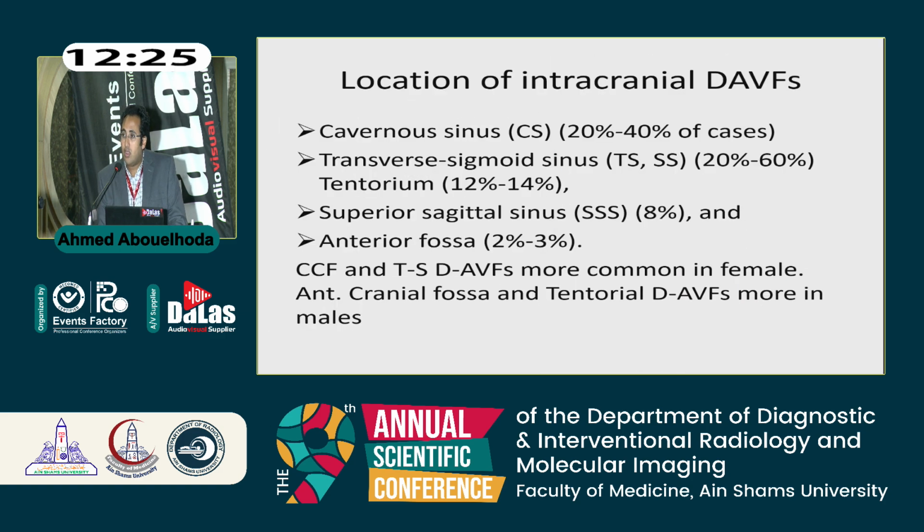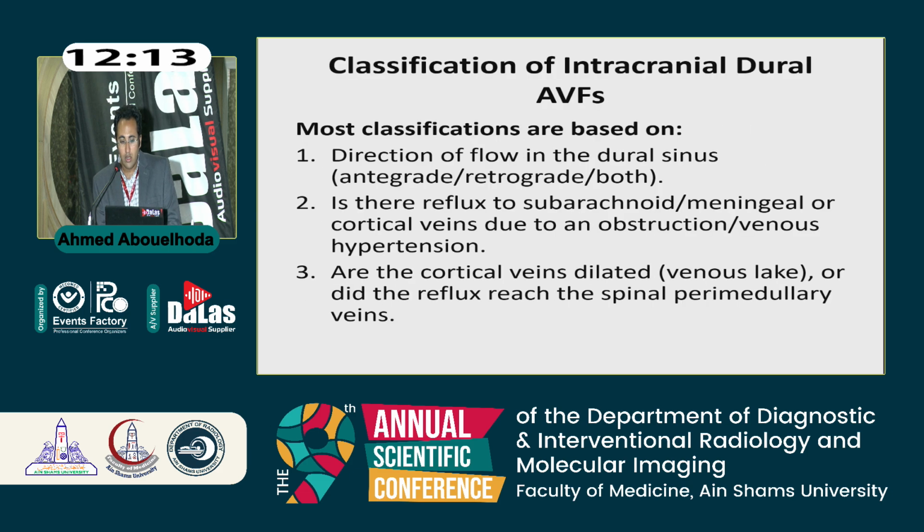As for the location of the dural fistula, the most common locations are the cavernous sinus and the transverse sigmoid sinus, which are more commonly found in females. The superior sagittal sinus and the anterior cranial fossa are more common in males. When we look at the classification of the intracranial dural fistula, we have to think about three main factors: the direction of the flow, which is antegrade or retrograde or both, is there reflux into the subarachnoid cortical veins or not, and are those veins dilated, forming a venous lake or not.